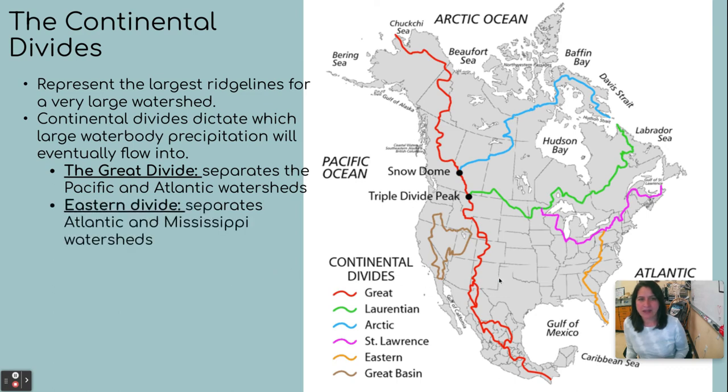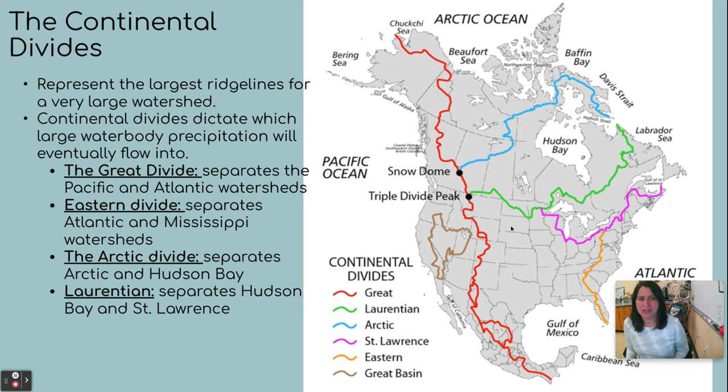The Eastern Divide separates the Atlantic here and what will flow into the Mississippi. The Mississippi is a huge watershed. Basically, all of this area here in the middle is all going to eventually end up in the Mississippi River. And then the Arctic Divide separates the Arctic and Hudson Bay. That's here. So precipitation that lands here will eventually flow up this way, and precipitation here will flow into Hudson Bay.